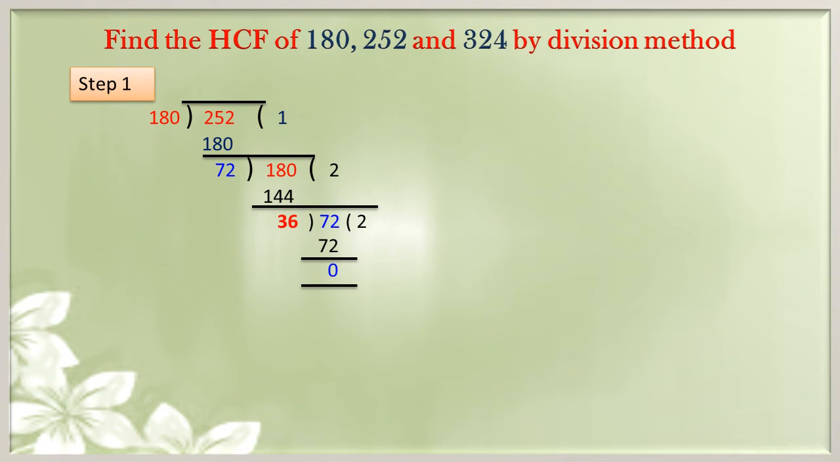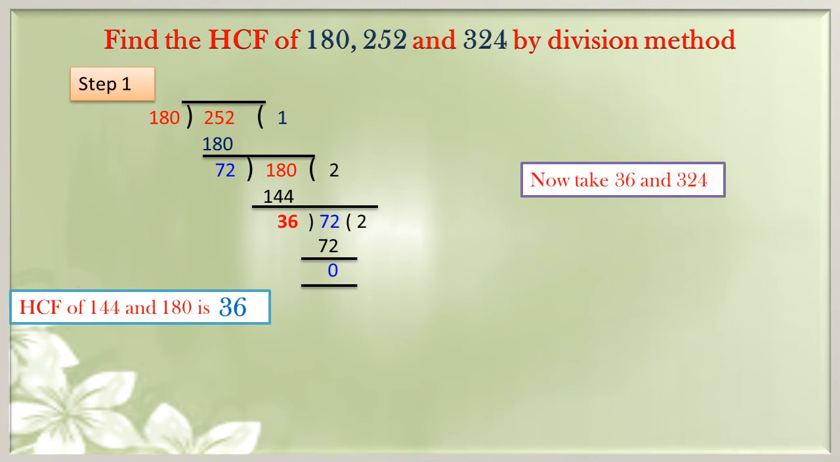So how many times we have 36 in 72? Only 2 times, so 2 times 36 is 72. Now we are going to subtract 72 from 72, that is the remainder is 0. So the HCF of 252 and 180 is the last divisor, that is 36. Now take 36 and the third number, that is 324.